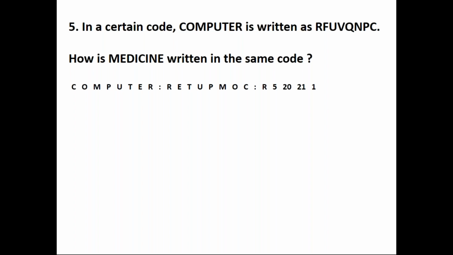But E5, T20, U21, P16, M13, O15. Sir, the answer is EOJD JEFM. Exactly, correct. So RF, UV, QN, PC.